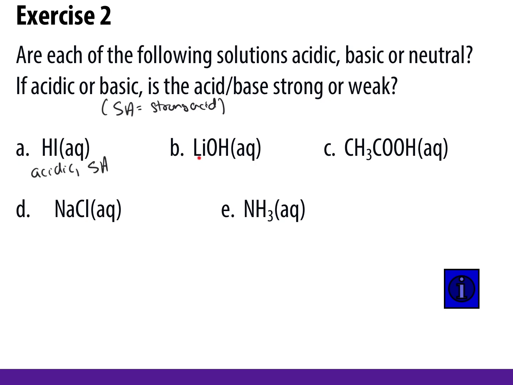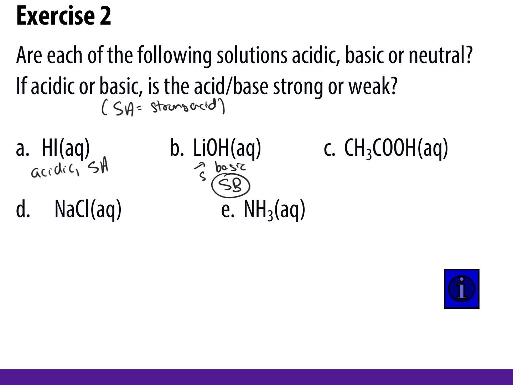LiOH, this is a group 1 metal with a hydroxide anion. Remember, our definition is that it's group 1, 2, and 3 metal cations with hydroxide or oxide anions. So this meets that definition of a strong base. So basic solution, and this is in fact a strong base.